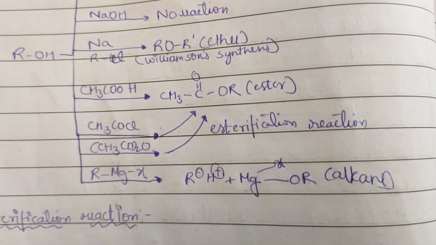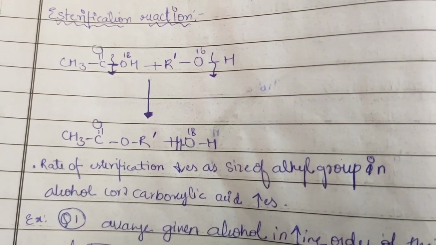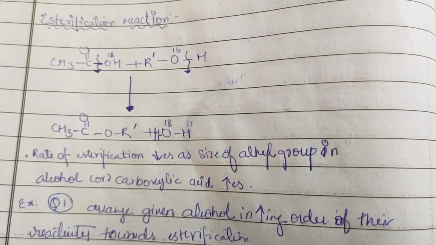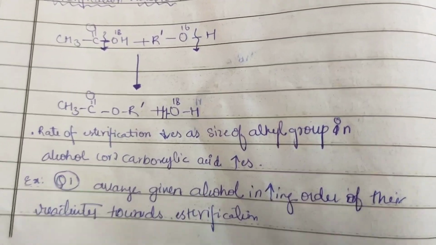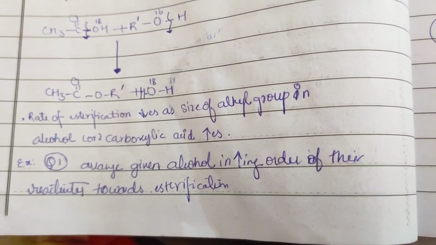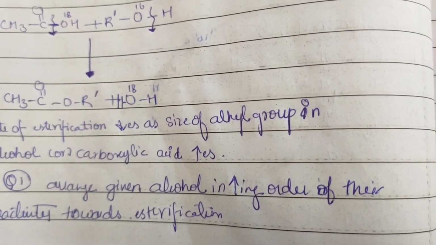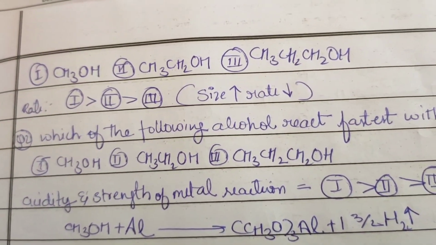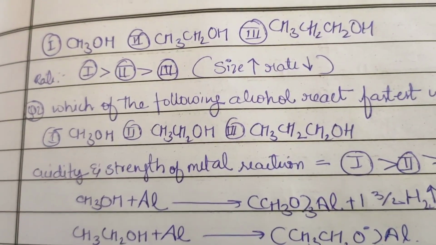Now let us discuss the esterification reaction. Here you can see the formation. The rate of esterification reaction decreases as the size of the alkyl group in alcohol or carboxylic acid increases. Arrange the given alcohols in order of their reactivity towards esterification. For example, the order is CH3OH, CH3CH2OH, CH3CH2CH2OH. Here 1 is greater than 2, greater than 3. As size increases, the rate decreases.